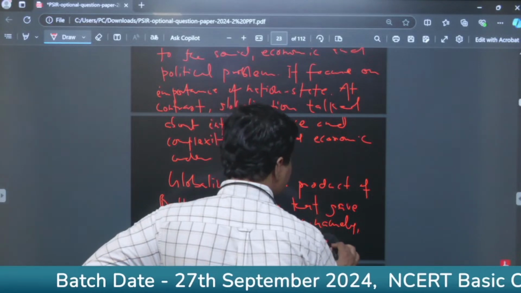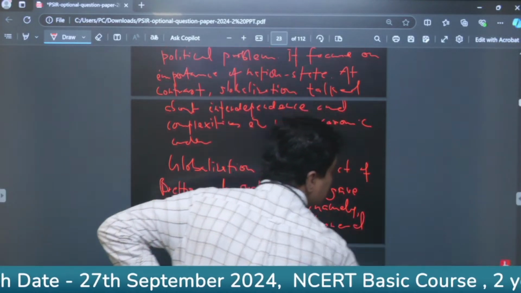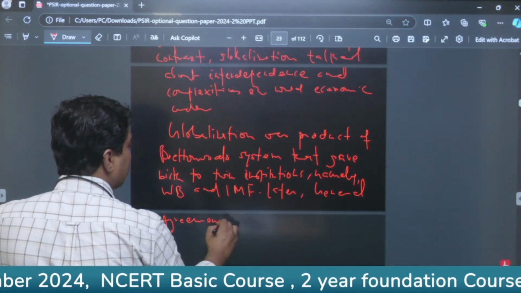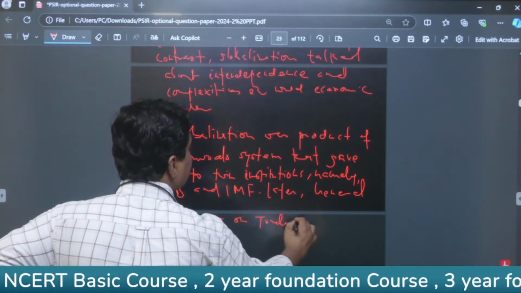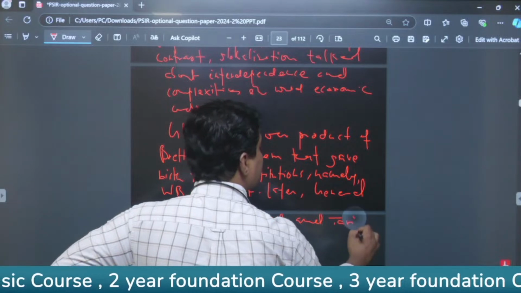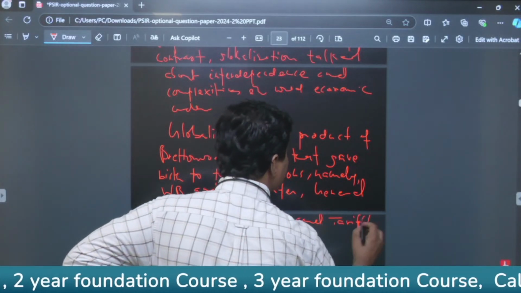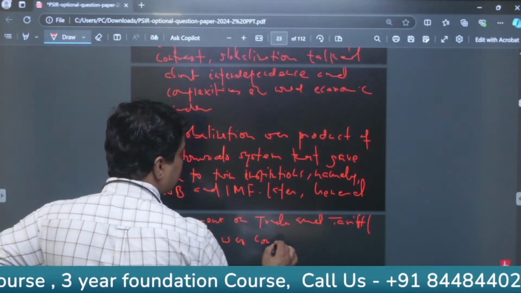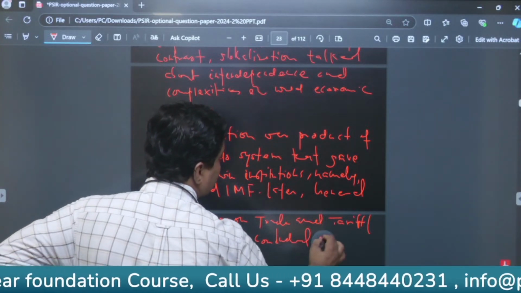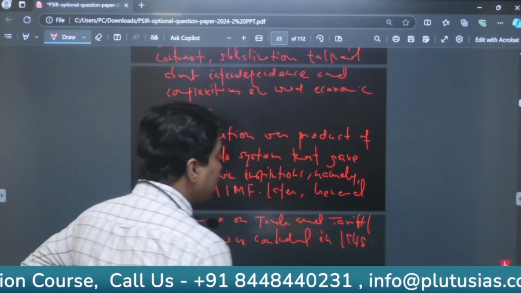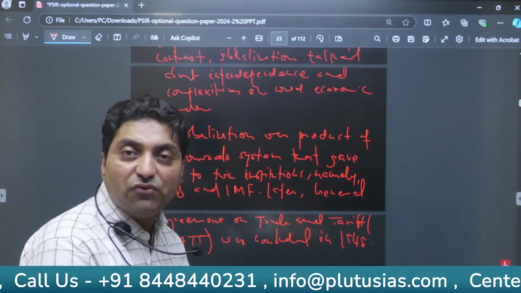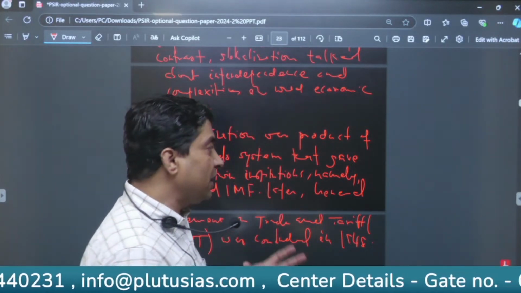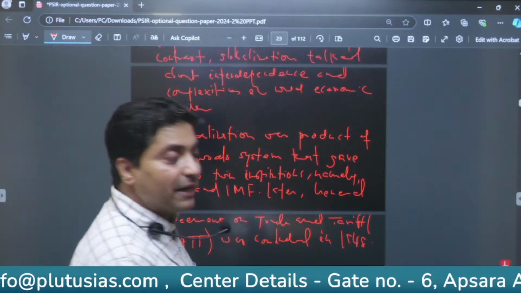Later on, the General Agreement on Trade and Tariff, that is called GATT, was concluded in 1948. It has given an immense inflow of trade, commerce, information, technology, labor, and then the world has become interconnected and interdependent.